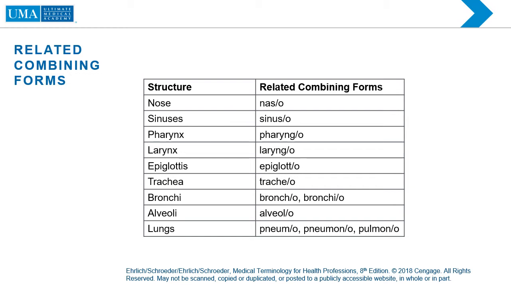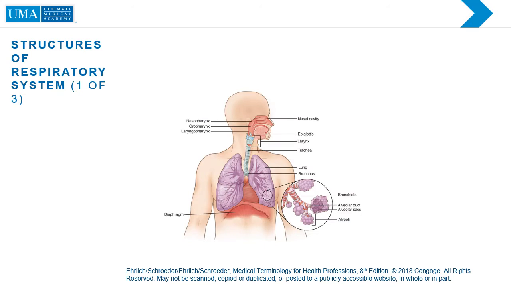And then for our lungs, which is the main organ of our respiratory system, we have the combining forms pneumo, pneumono, or you may hear pulmono, such as pulmonary. The function of the respiratory system is to deliver air to our lungs, convey oxygen from inhaled air to our blood, expel waste products through exhaling, and produce airflow through the larynx, making our speech possible.